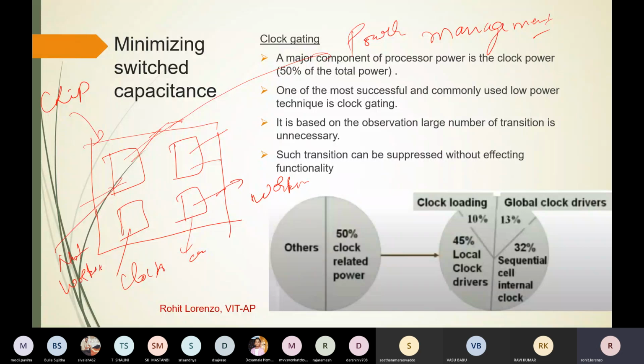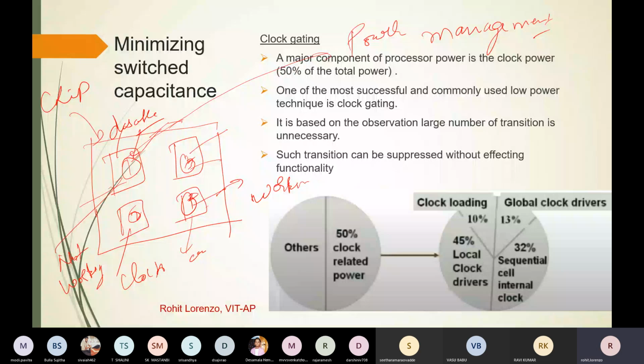I don't require the work from this block at one time; I require the work from this block. So with the help of clock gating, I will disable this block. This is the clock gating technique. Suppose I don't need the work from one block, I will disable that particular block. If I don't require the work from two blocks, I will disable those blocks.